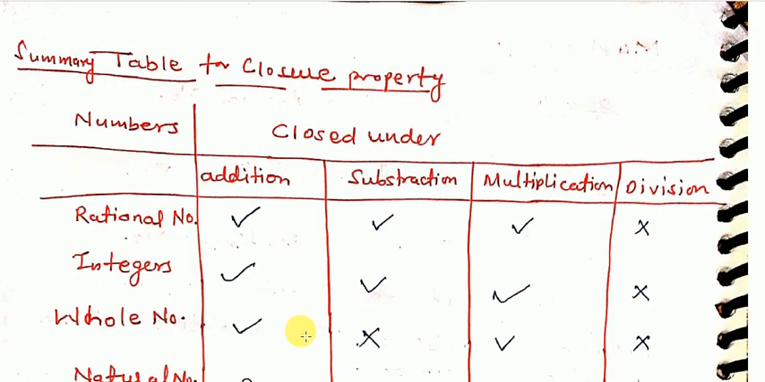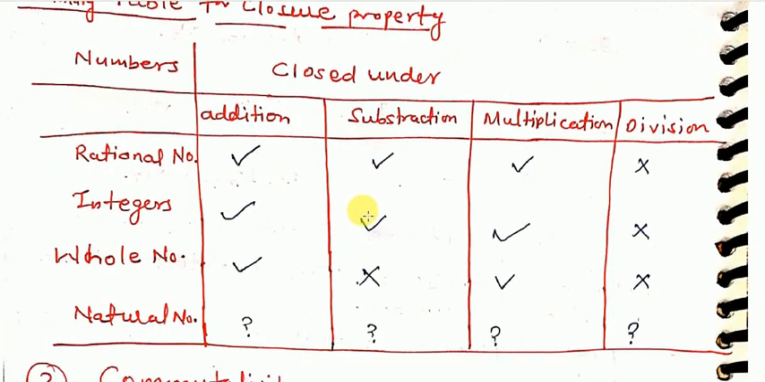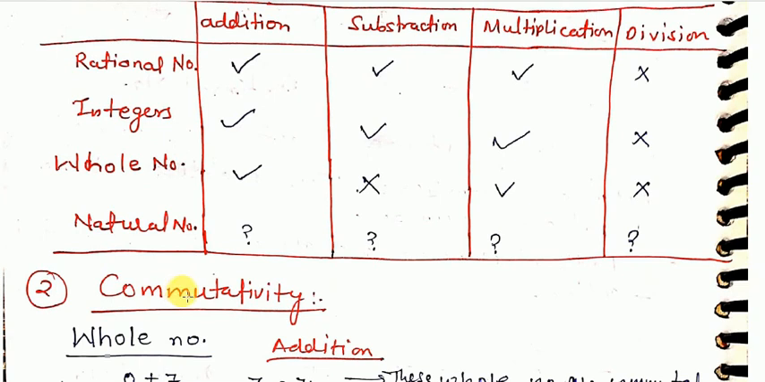So this is the summary table for closure property. It is the list of numbers closed under addition, subtraction, multiplication and division. The next property is the commutativity property. We will check this property for whole numbers, integers and rational numbers in our next video. That video will be coming soon.